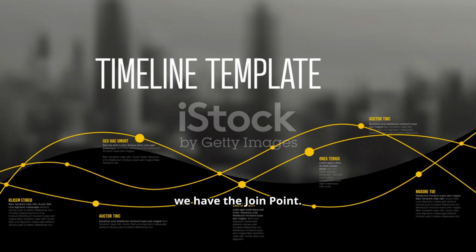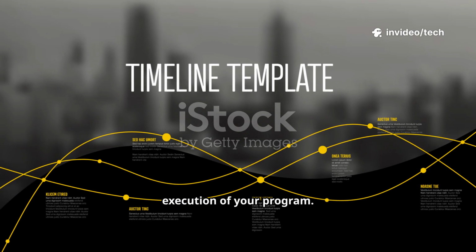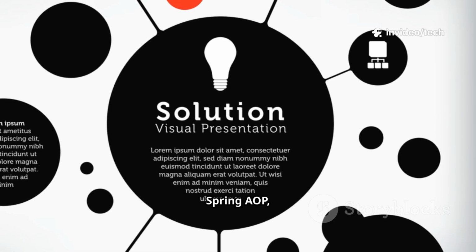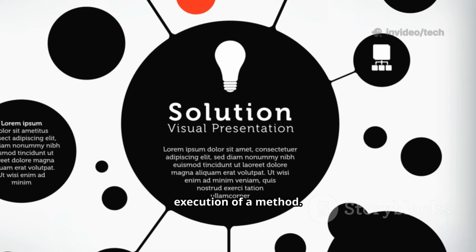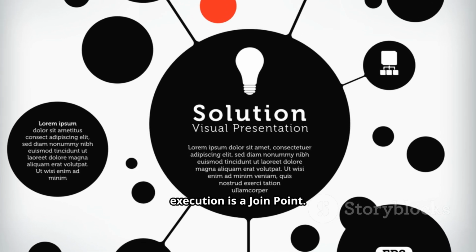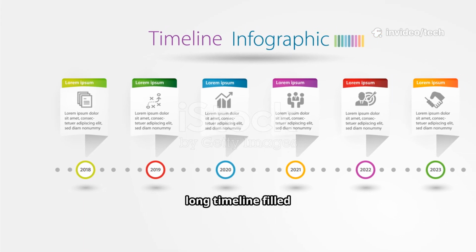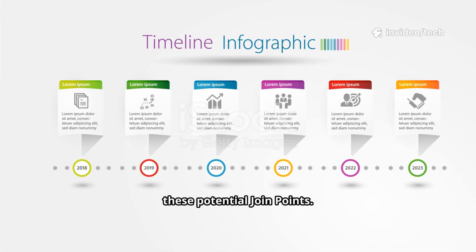Next, we have the join point. A join point is simply a specific point during the execution of your program. Most commonly in Spring AOP, a join point is the execution of a method. When your application calls a method, that moment of execution is a join point. You can think of your application's entire runtime as a long timeline filled with thousands of these potential join points.